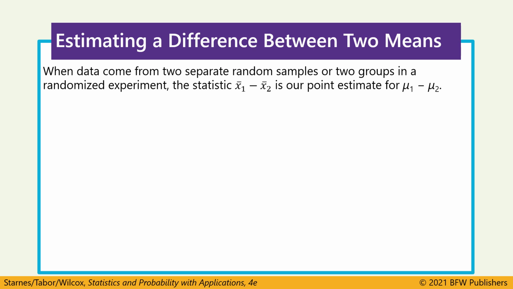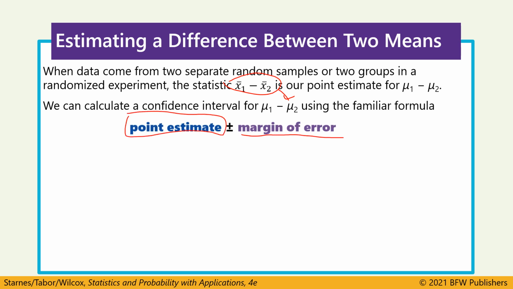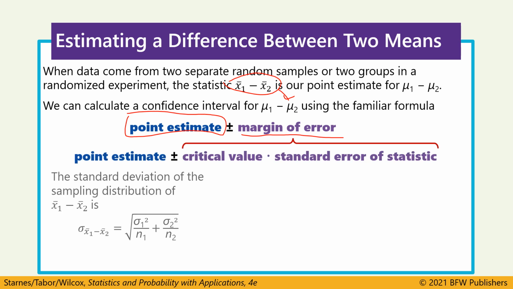Now, the form for writing this confidence interval is really similar to what we did in the first section. We're going to start off by just subtracting our two x bars. That's going to be our estimate for mu1 minus mu2. That will be called our point estimate. And then we're going to add and subtract a margin of error. And that margin of error is going to be a critical value times the standard error.